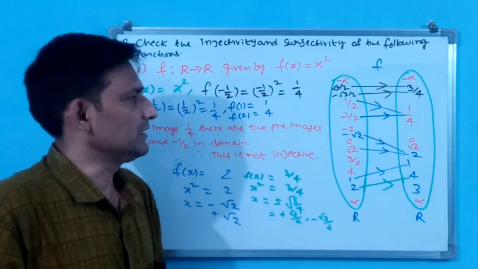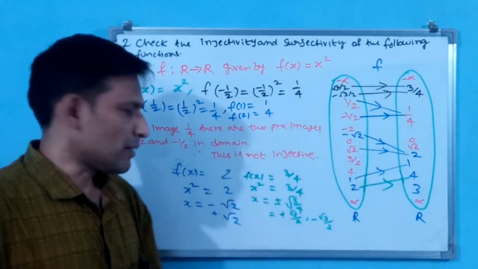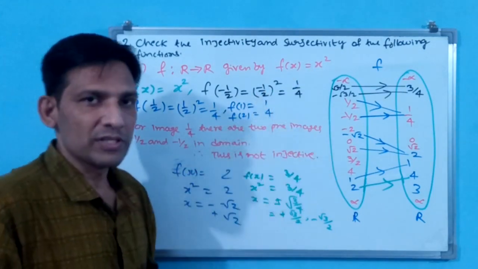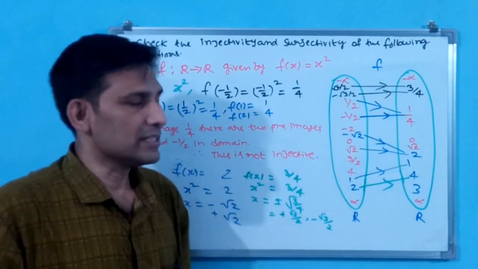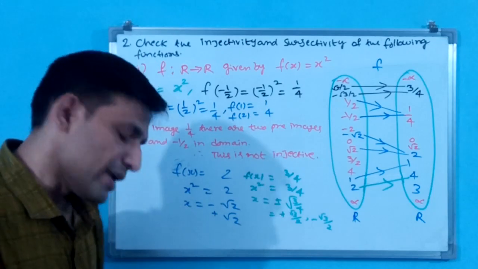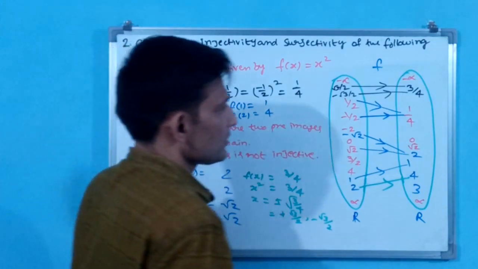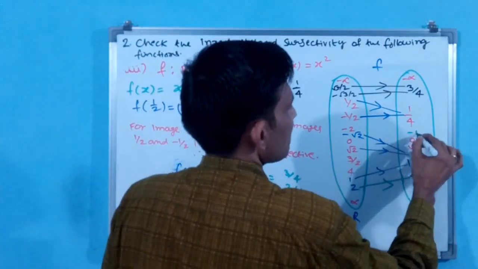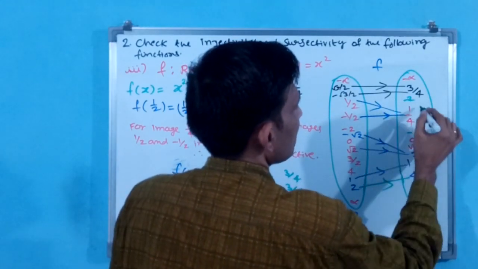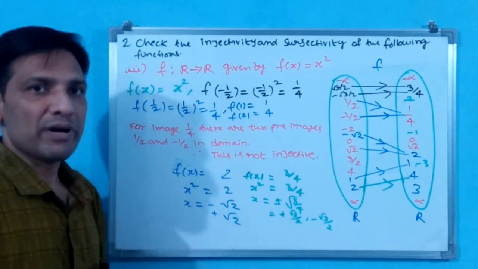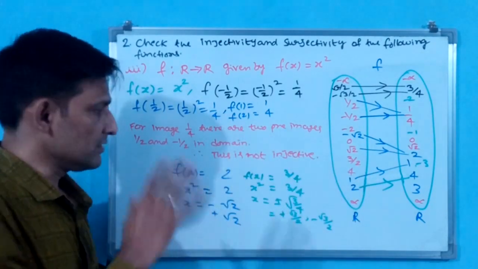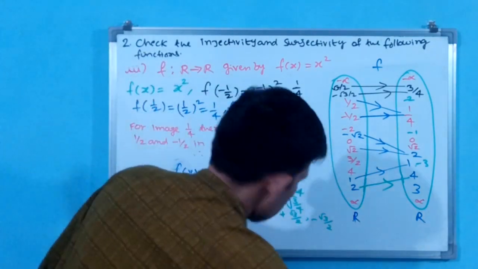No. Why? Because see, whatever the result is coming, all are positive results only coming. See, because of square, all positive results are coming. What about negative results? See, this is real number. Like integer, here also negative numbers will be there. What about those negative numbers? You see, minus 1 will be there, minus 2 will be there, minus 3 will be there. Negative numbers, they don't find any pre-images here. That is why this is not surjective. That we will write.